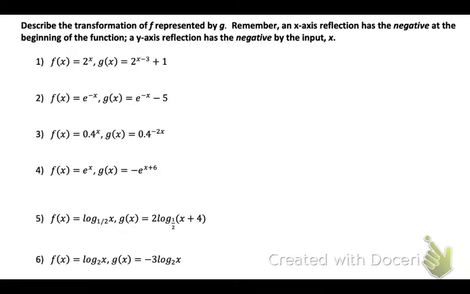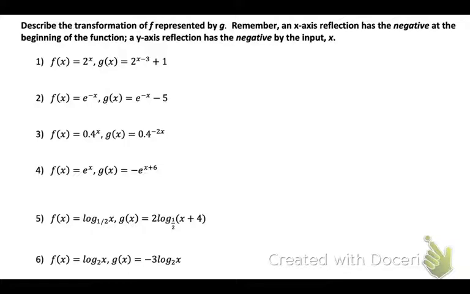So you'll want to go in your notes packet all the way to these examples. We are going to describe the transformation of f represented by g. Remember, an x-axis reflection has the negative at the beginning of the function, and a y-axis reflection has the negative by the input x. Now, we do have some base e functions, so those change up a little bit, but we'll talk about that when we get to it.